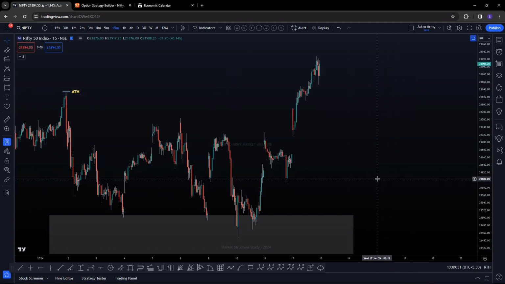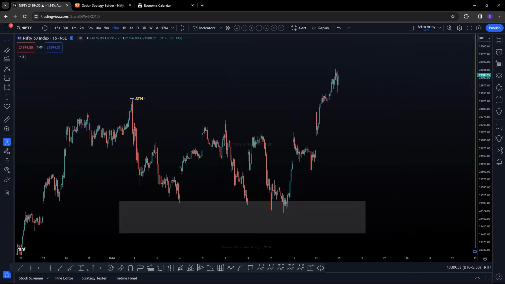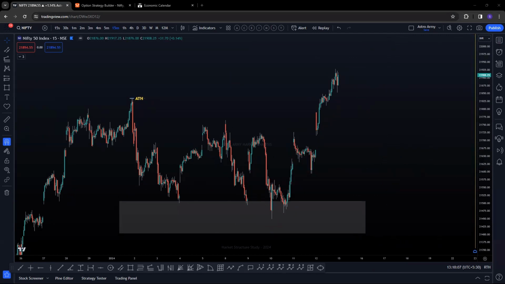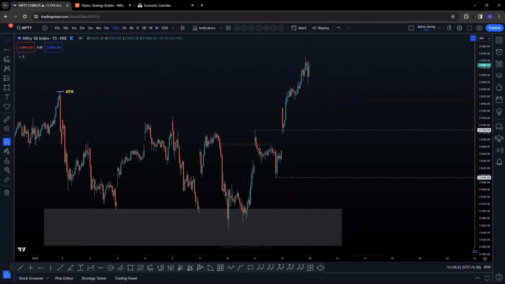So what is the alternative structure here? The alternative structure is very simple. This is your A wave. This is your B wave. You will immediately drop from tomorrow onwards for the C wave. Minimum expectation is this zone, which was the manipulation zone. This was an ABC structure here. Let me mark it for you. This is your 21,594 to 21,726, right? This entire zone is going to be minimum retested.